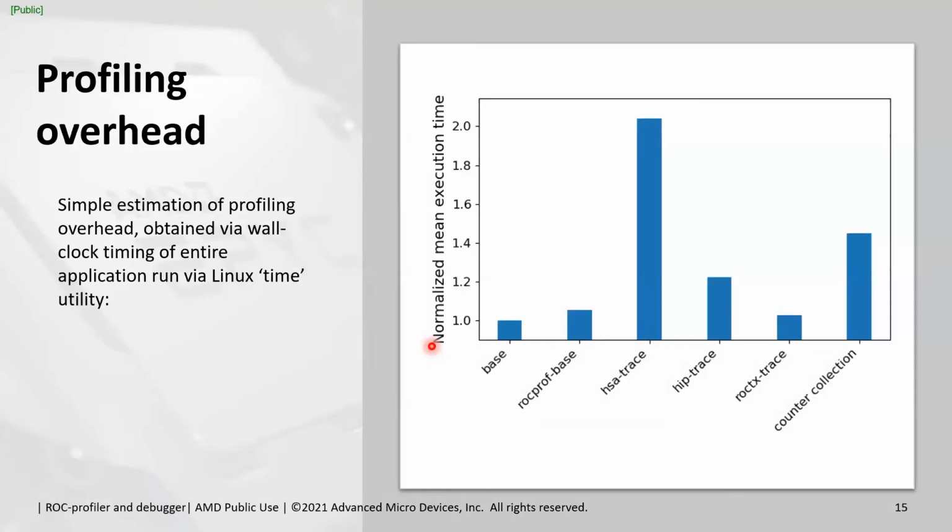And one final thing about rocprof is the profiling overhead that I was mentioning. As you can see, this is the base performance of your application, which is normalized, and if you run just basic rocprof, you have some overhead, obviously, because it's going to interrupt and start collecting different metrics and traces. But with HSA trace, you can see the overhead that it adds. It's more than 2.1 times your actual base performance.